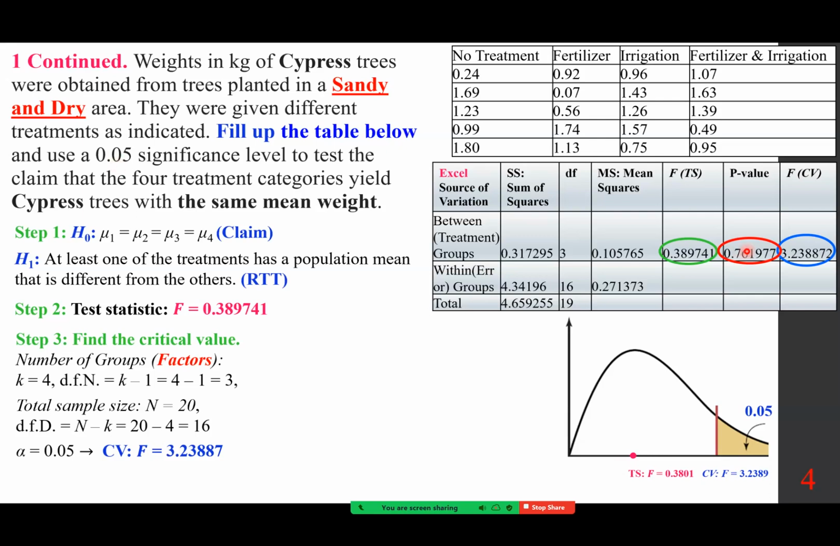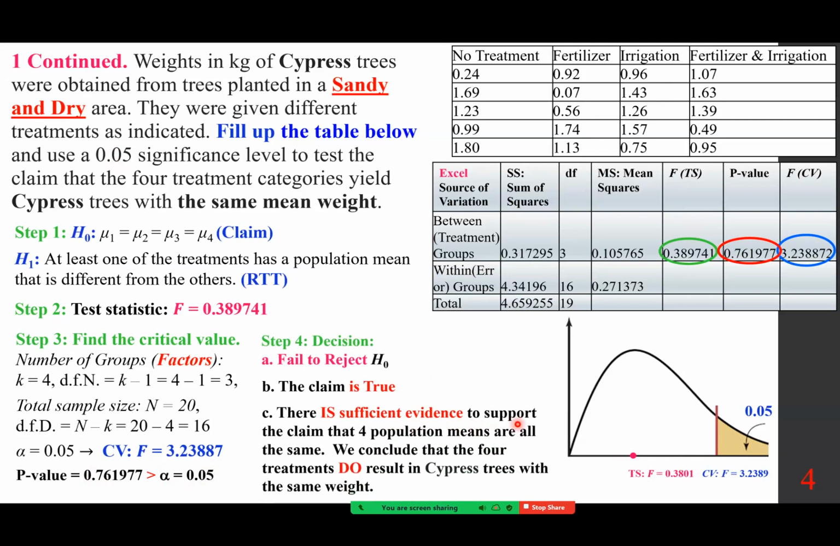So whether you look at the p-value and compare it to alpha, or look at this, the p-value is way larger than alpha. So compare the two numbers, or compare the two areas, and you come up with the same result. Fail to reject H0.